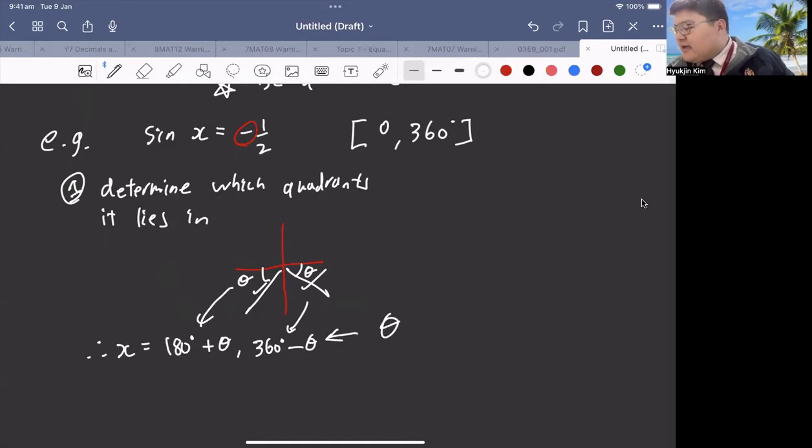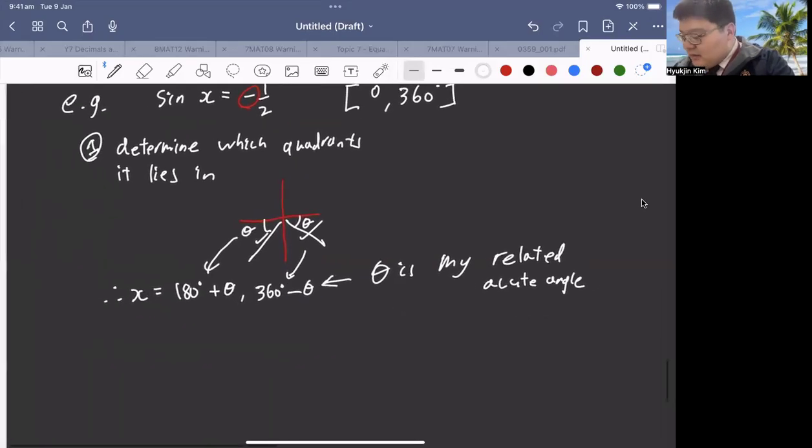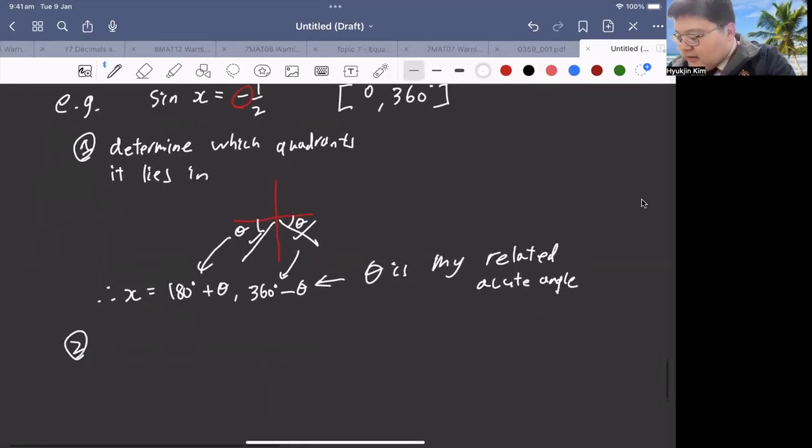This is my related acute angle. That's the angle that I'm going to go from 180 degrees, or less than 360 degrees, or less than 180, or from 0, whatever that might be. Now, ignore, sorry, ignore plus or minus. Find theta. I don't know what's wrong with me.